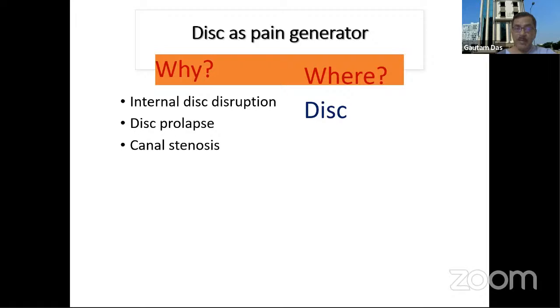So going back, the last line is that disc collapse is the least common cause of back pain. Disc collapse commonly causes leg pain. In the lumbar area, disc collapse commonly produces leg pain, not back pain. It can, but disc collapse most commonly causes leg pain and canal stenosis. We'll be discussing all these things right now. So why? There are three important reasons why a disc can be producing back pain.